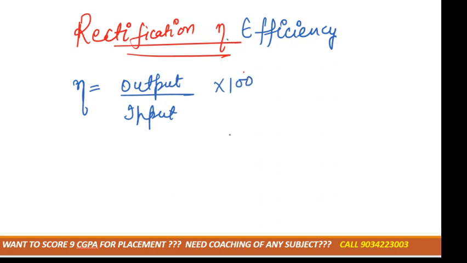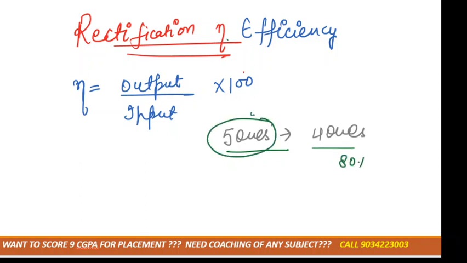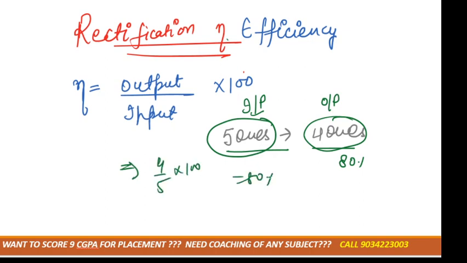Like I'll say you that I gave you 5 questions in your homework, okay? And out of that you have done only 4 questions. So how much is your efficiency in this case? 80%. 5 questions I gave you, that is your input, okay? And 4 questions you have done, that is your output. So you have done output divided by input multiplied by 100. So that is 80%, okay?